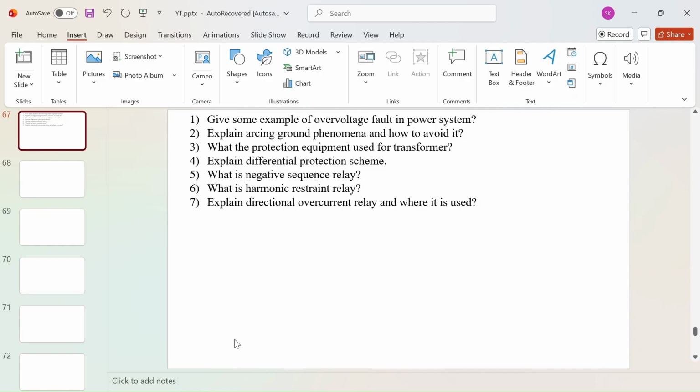As of now, I have mentioned here only 7 questions, and slowly I will add more questions and bring videos on that. So first I will explain the starting questions, and maybe I can explain a few other questions in other videos. Subsequently, I will add the questions. Okay. So the first question: give me some examples of overvoltage in power systems.